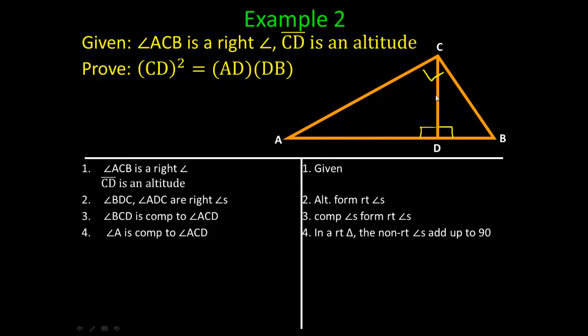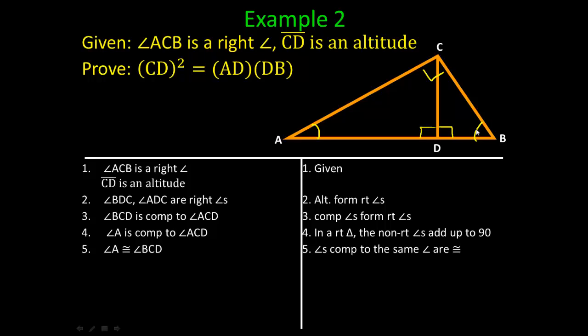Now notice, BCD and ACD, those were easy to see because they were right next to each other. But remember, in triangle ADC, we have a right angle, which means that the other two angles have to add up to 90. And if they have to add up to 90, then that means that they're complementary. So we've got angle A is complementary to angle ACD. So we can say angle A is congruent to angle BCD because angles that are complementary to the same angle are congruent. So now we know that this is congruent to that.